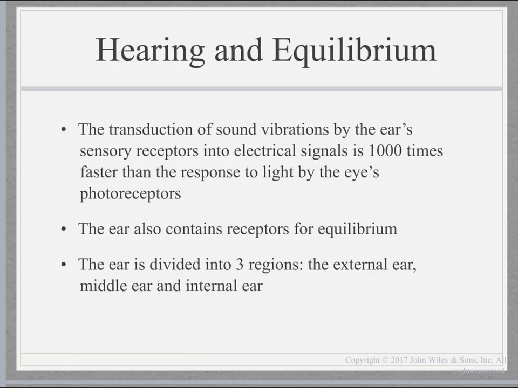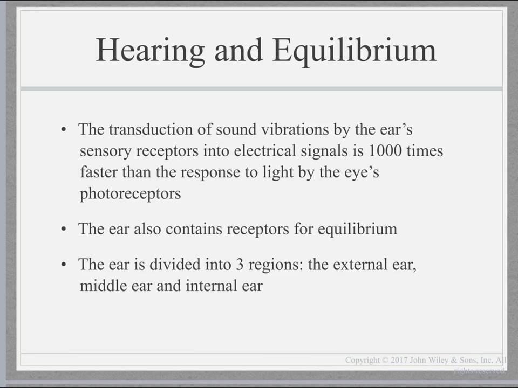This brings us to our final sense, hearing and equilibrium. Now again, we follow the who, the what, the where, the when, the why, the how. We're talking about the transduction of sound vibrations by the ear's sensory receptors, turning them into electrical signals, and this tends to be 1,000 times faster than the response of light by the eye's photoreceptors. Now we're talking about hearing, right? We're talking about transducing sound vibrations into the brain, translating those sensory receptors into electrical signals.